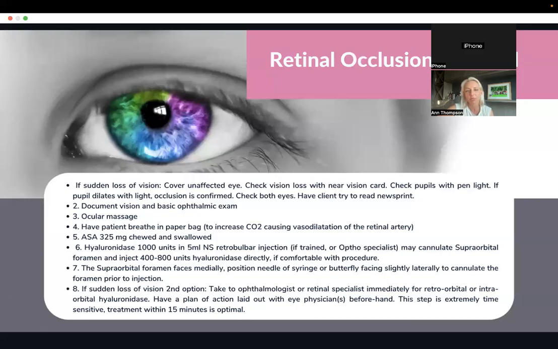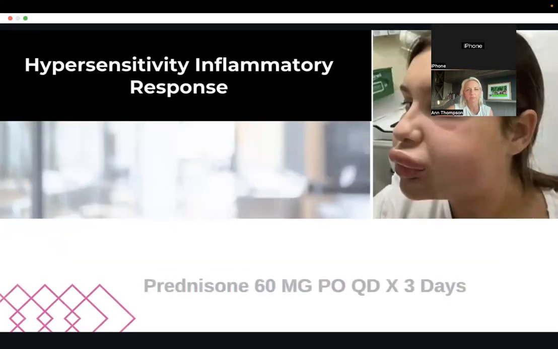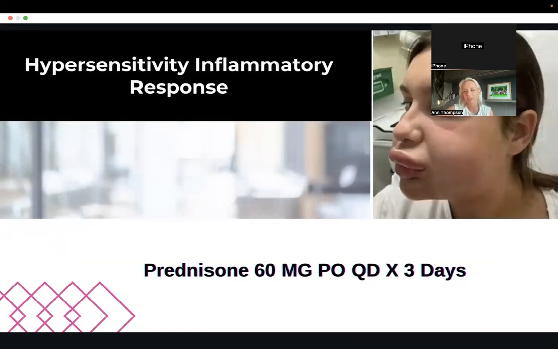Retinal occlusion protocol. Immediately hold pressure and take the patient to the nearest large medical facility downtown in any major city. The chances of actually reversing this is pretty slim. But again, do not inject noses and do not inject glabellas. Hypersensitivity, if this does occur to the patient, we just call in prednisone, 60 milligrams, Q day times 3 days.